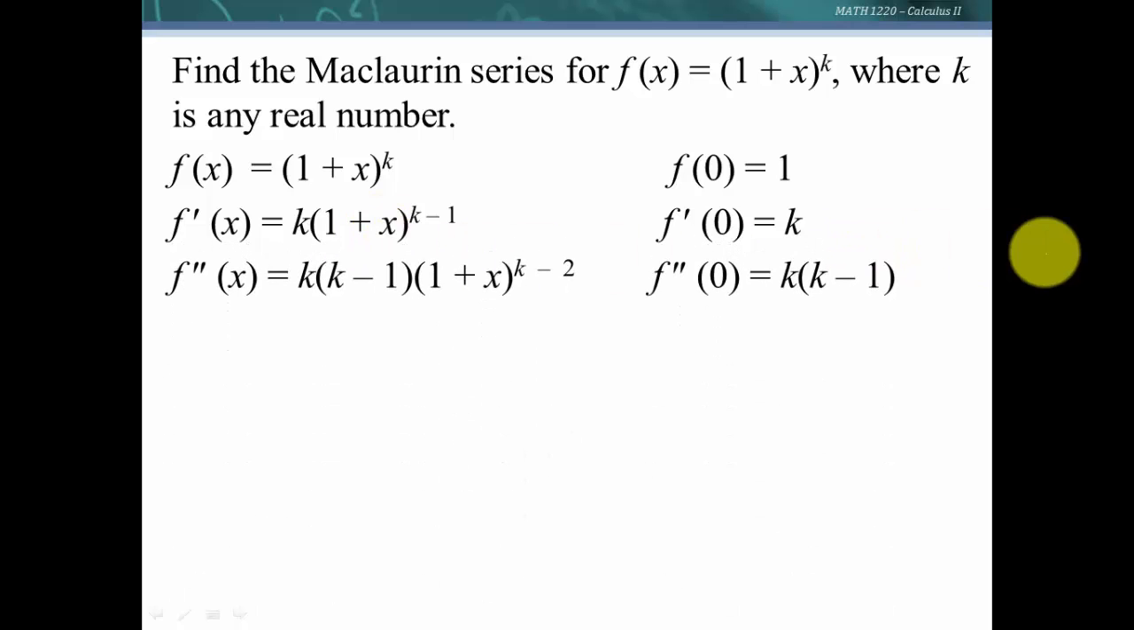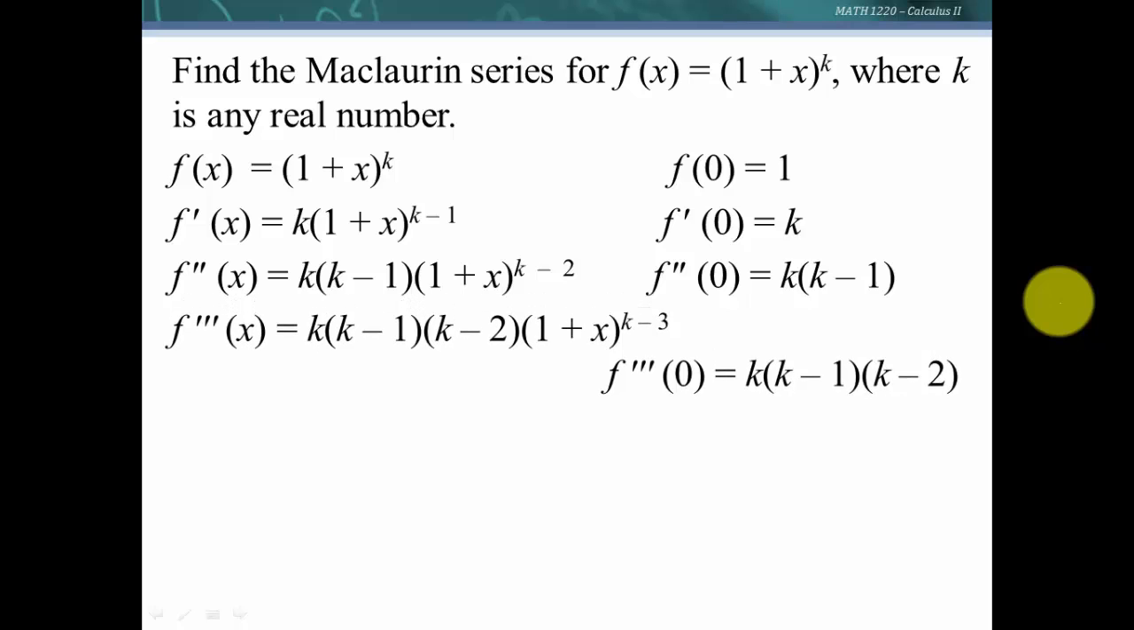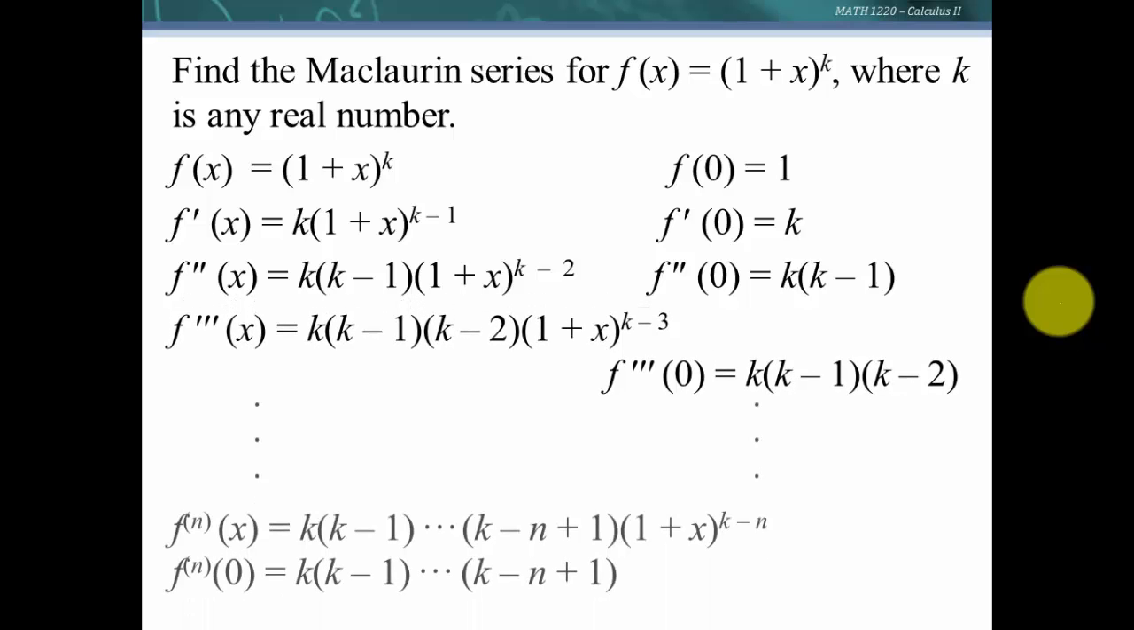We continue doing that. The second derivative, another power out in front, decrease the power by 1, and we could evaluate that at 0 and get k times k minus 1. And we could continue doing that. Here's the third derivative, and we see the pattern.